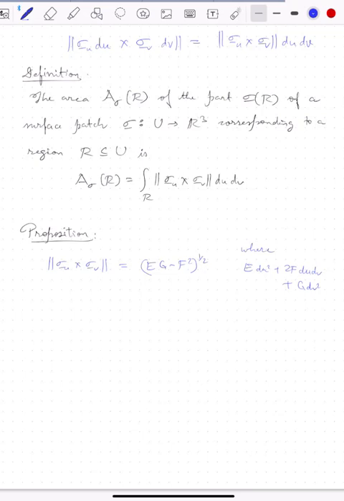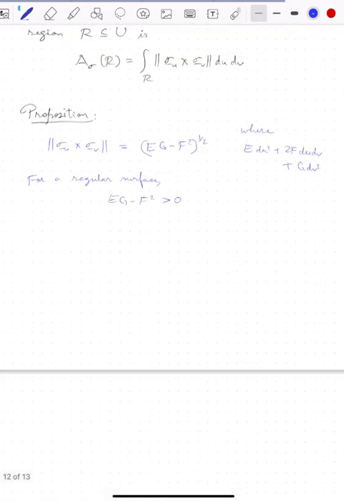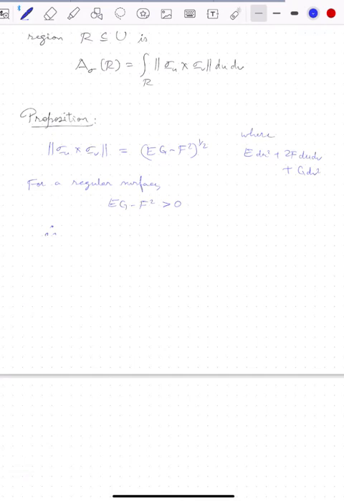So now for a regular surface, this term Eg minus f squared is always going to be greater than 0. Therefore, we'll have the definite area A sigma of R in terms of these metric coefficients: the integral of the square root of Eg minus f squared over du dv.